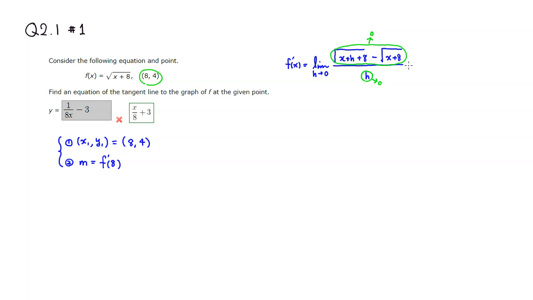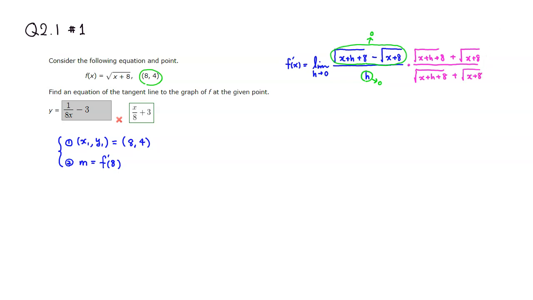We're going to multiply top and bottom by almost the same thing as the numerator except for the sign. So you have square root of x plus h plus 8 plus square root of x plus 8. And we have to do exactly the same thing to the denominator so that we don't change the quantity of the quotient. So we just put that in there.